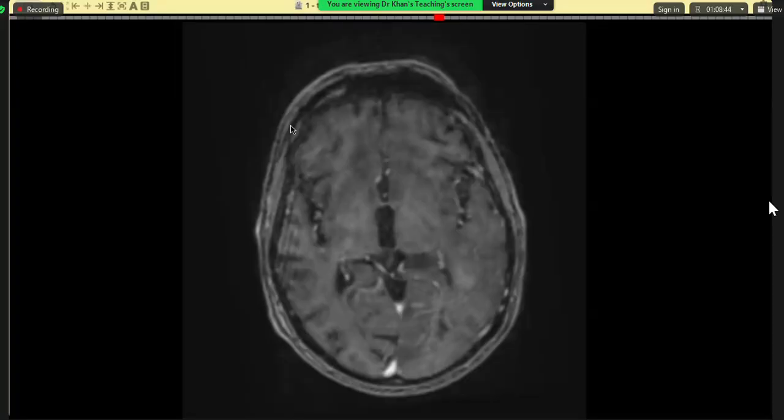Okay, this is multiple white matter lesions noted with marginal enhancement, which could be demyelination like MS. Okay. Thank you.